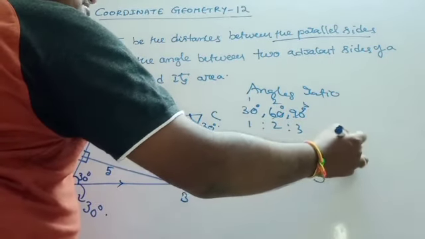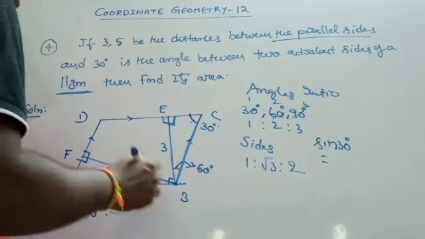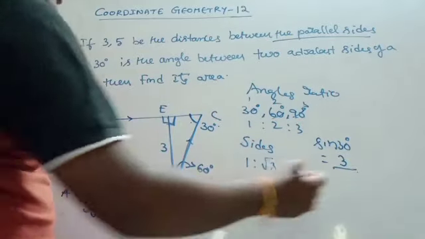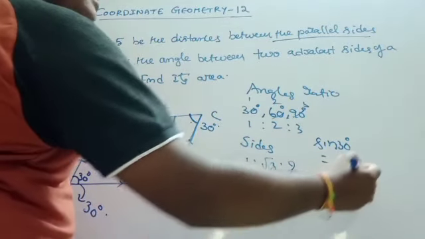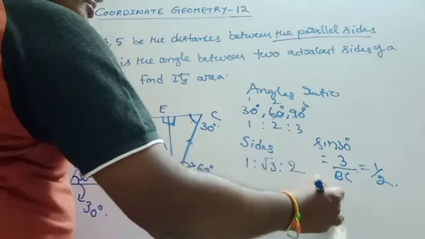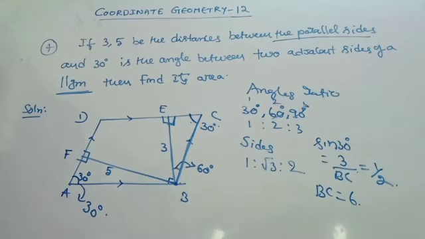Sin 30 degrees, if you use here, is for 30 degrees opposite side by hypotenuse, that is 3 by hypotenuse. Hypotenuse is BC, like this. Sin 30 degrees is 1/2. From that, BC equals, you will get it as 6. BC equals 6.